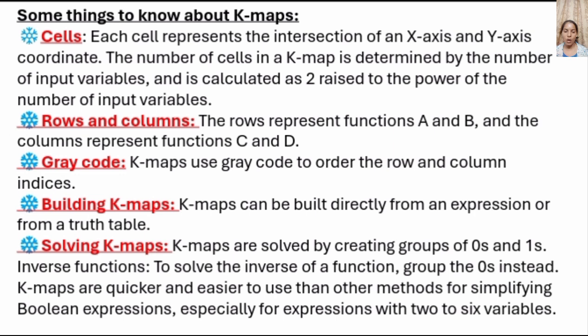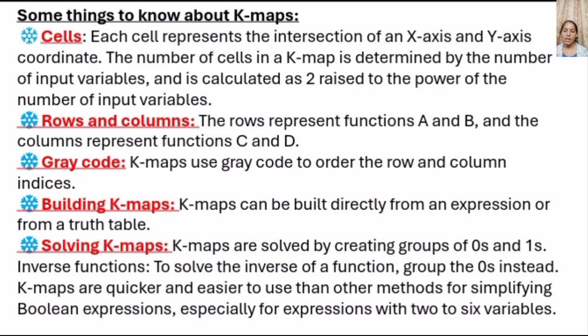Some things to know about the K-maps. Cells: each cell represents the interaction of an x-axis and y-axis coordinate. The number of cells in a K-map is determined by the number of input variables and is calculated as 2 raised to the power of the number of input variables. Rows and columns: the rows represent variables A and B and the columns represent variables C and D. Gray code: K-maps use gray code to order the row and column indices.